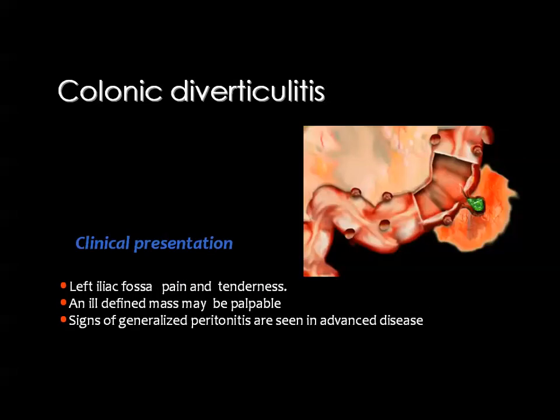And then diverticulitis means inflammation of one or more of these diverticulae. They will result in left iliac fossa pain and tenderness. Most of the diverticulae are located on the left side of the colon. Sometimes you may palpate a small mass, which represents the pericolic inflammation and abscess formation.